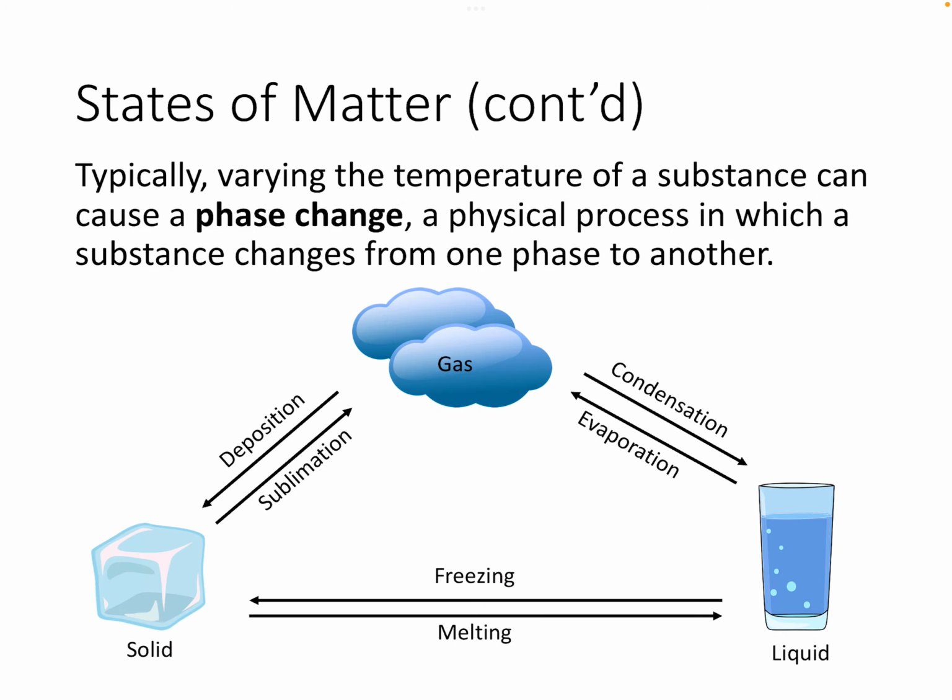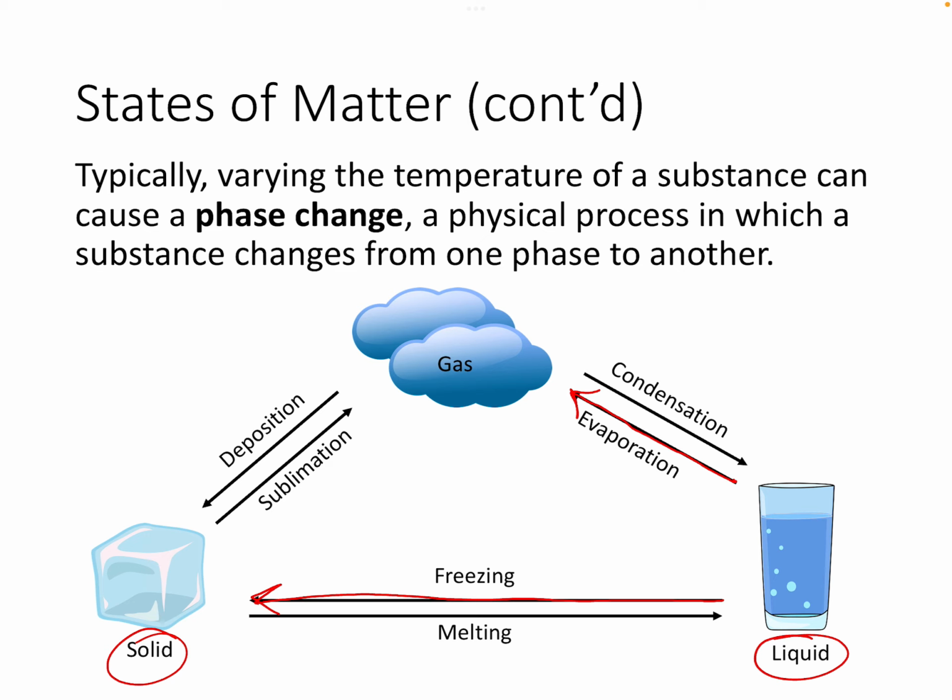And we can also affect whether matter is in the solid state, the liquid state, or the gas state by changing its temperature. So, for example, let's say we start with water, which is a liquid at room temperature, and let's say we decrease the temperature. If we decrease the temperature, we're going to freeze that water and turn it into a solid. But what if we increase the temperature of water? Then it's going to evaporate into a gas.